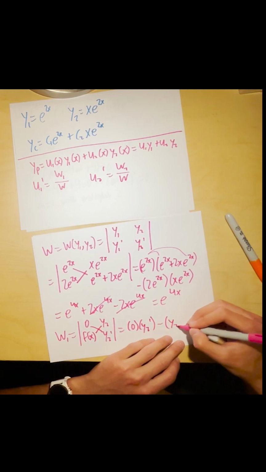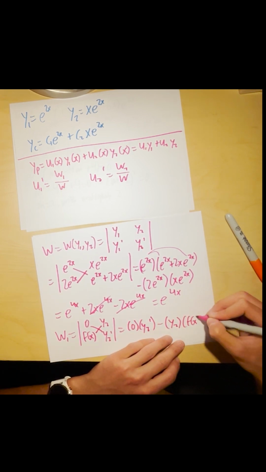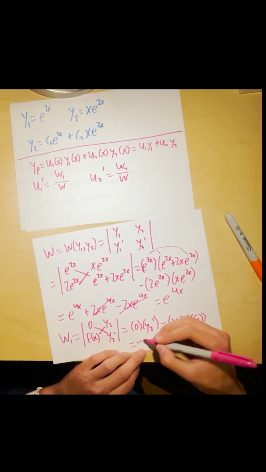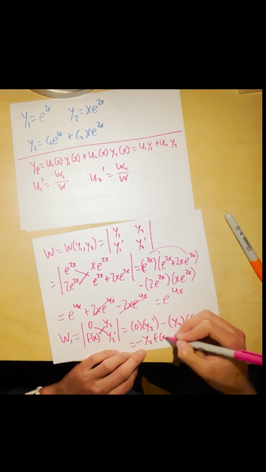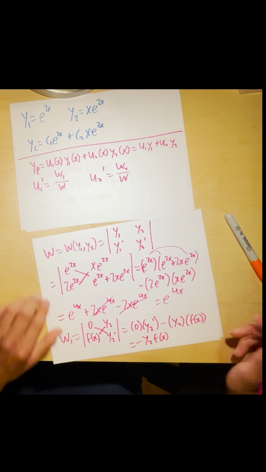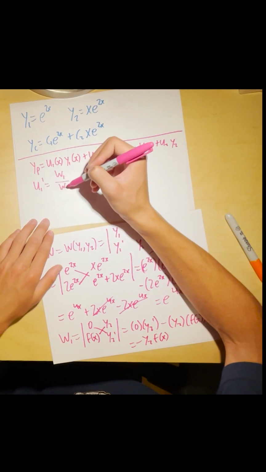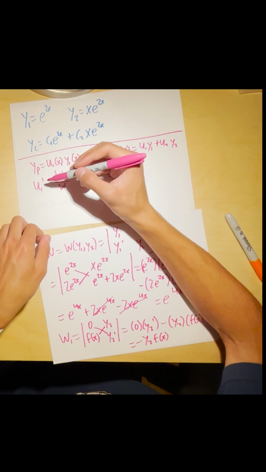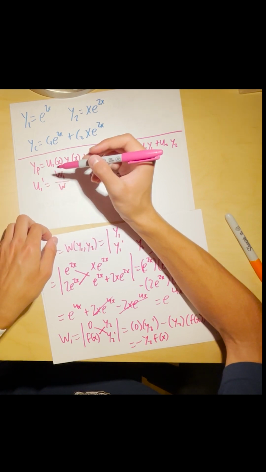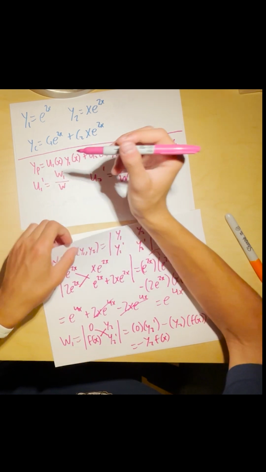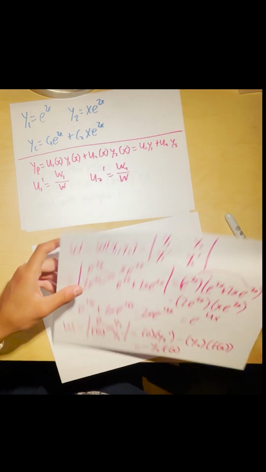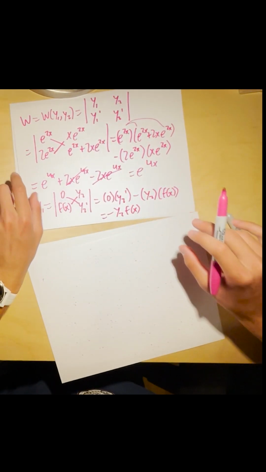This is where it gets interesting. y2 times f of x. And I'm just going to write this down here as negative y2 f of x. And so now, looking back here, we have w1 and w, so we can find u1 prime, which can be used to find u. So I will do that next. I'll put this up here as well.